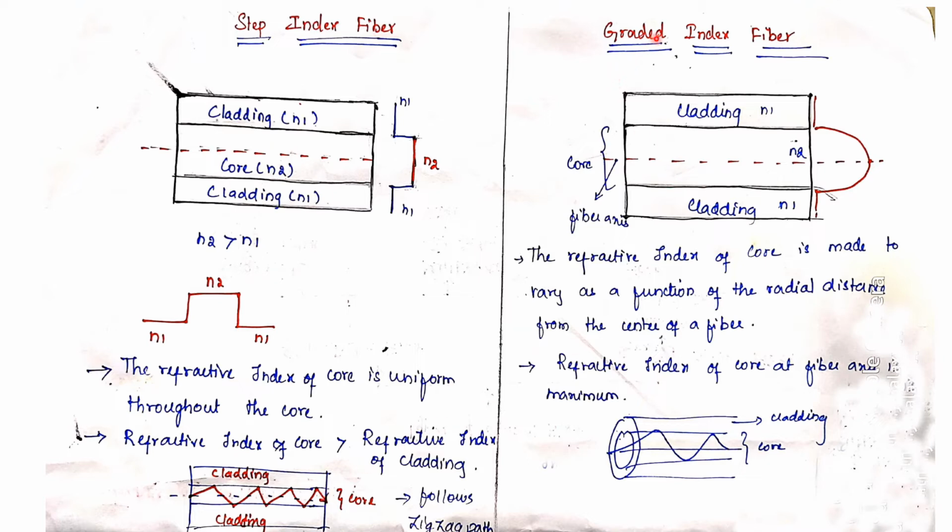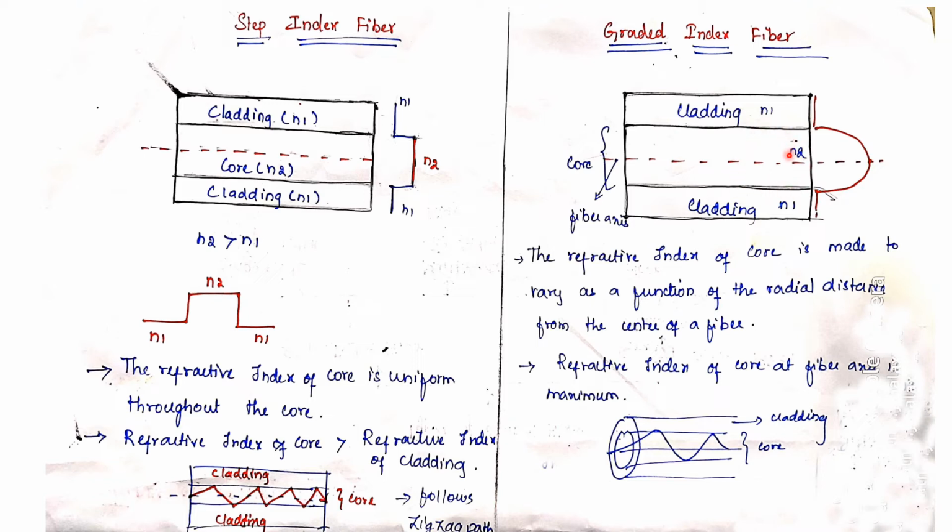Next one is graded index fiber. And this is the cross section of optical fiber. The center part is core. N2 represents the refractive index of core and the outer part is cladding, N1 the refractive index of cladding. Here, the refractive index of core is made to vary as a function of the radial distance from the center of the fiber. That means inside the core, the refractive index value is not similar, not uniform, not constant. That means we have different refractive index values inside the core itself.